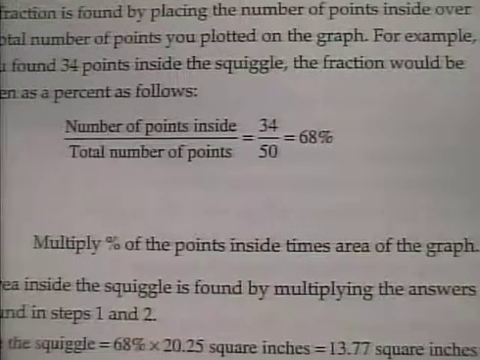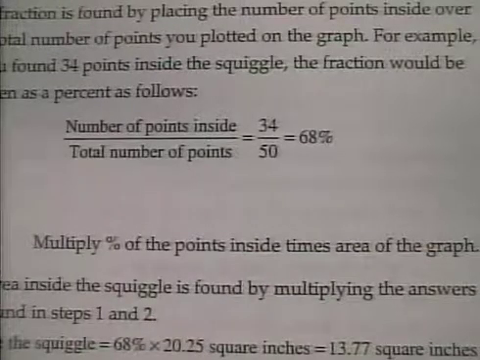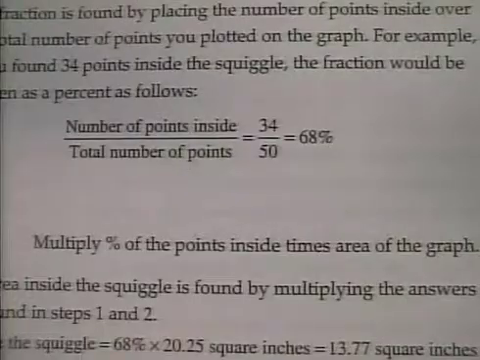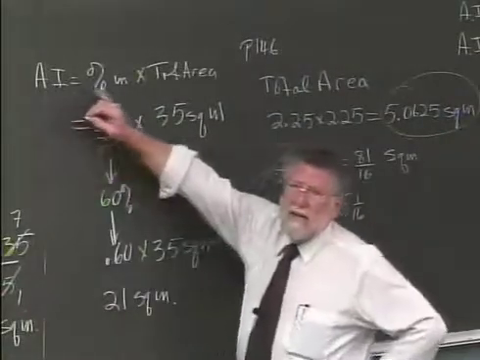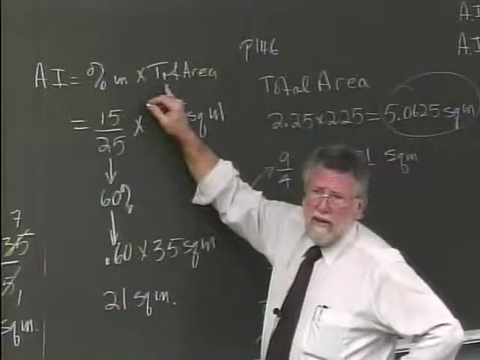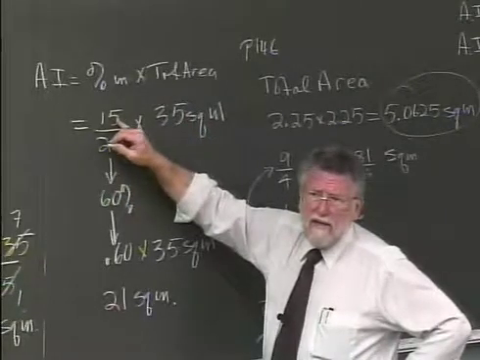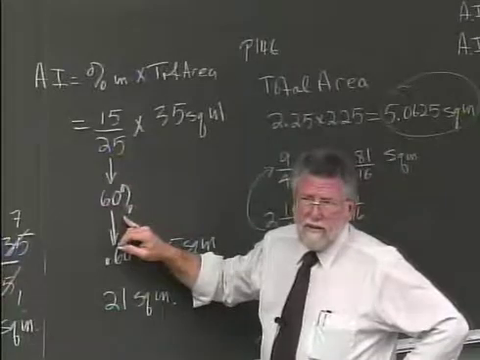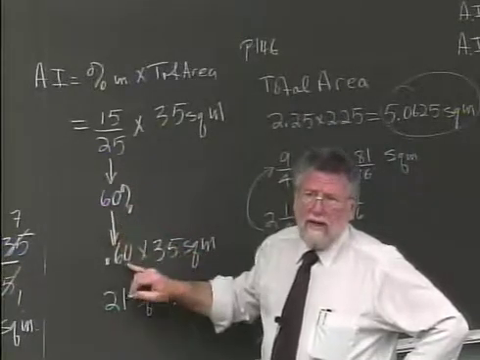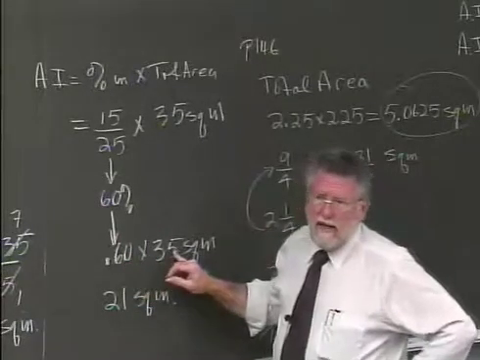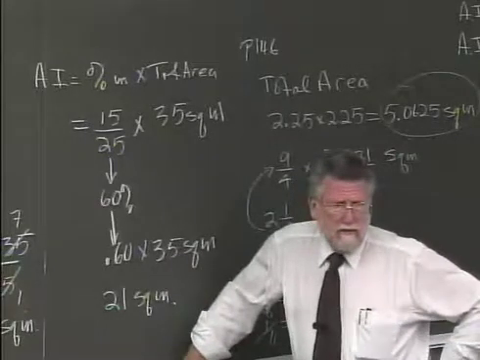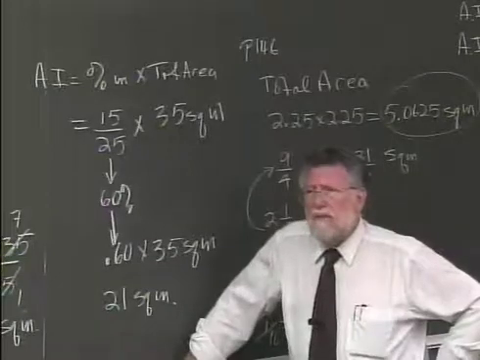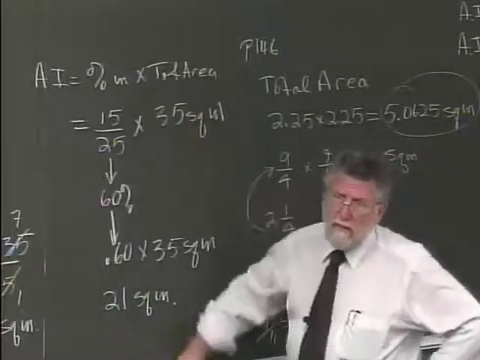So if I look at it just from that 3-step process, that's what I'm going to go to on the board here. 3-step process. The area inside then becomes the percent of points in times the total area, and here are the numbers given to you in the problem. 15 in, 25 total, 35 square inches. 15 over 25 is 60%. I change that to 0.60, multiply by 35, and I get 21 square inches. I'll just leave that on the board for a moment. Now that's one approach. But this means that you have to memorize this formula, which is not a bad thing.